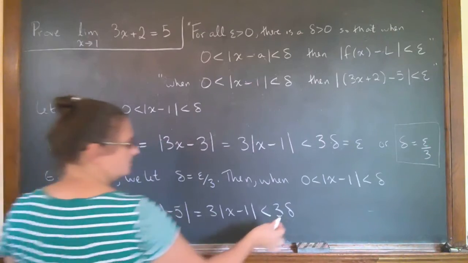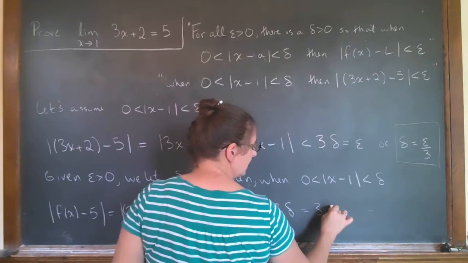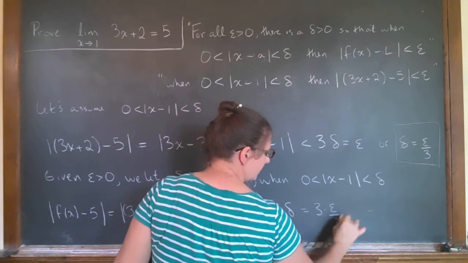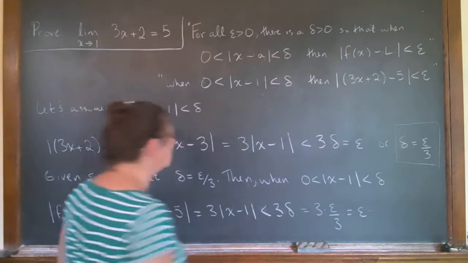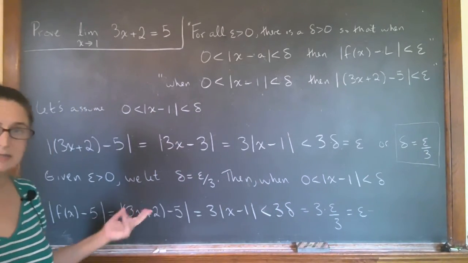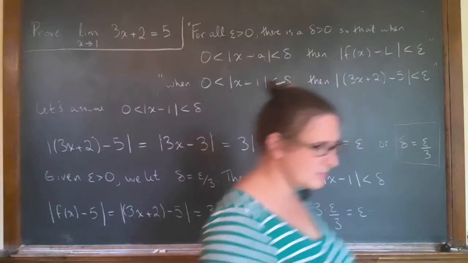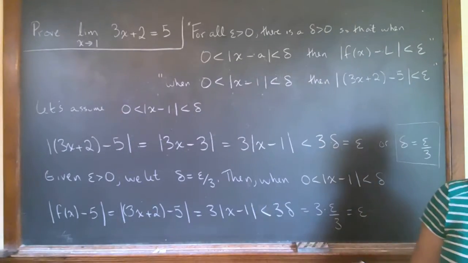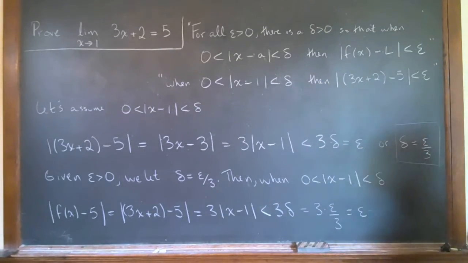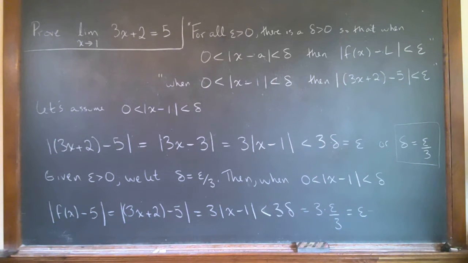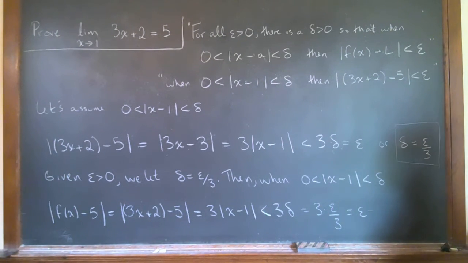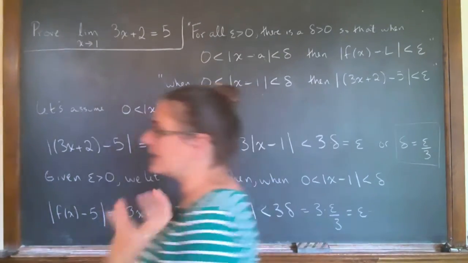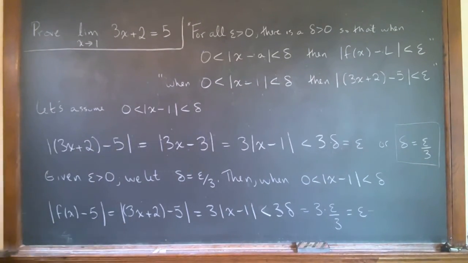And then this is 3 times epsilon over 3, or epsilon. So I have shown that this thing works. Okay, so that's kind of the thing. The whole deal for any of these proofs, if you are ever in a position where you want to do one, is to find that relationship between delta and epsilon.